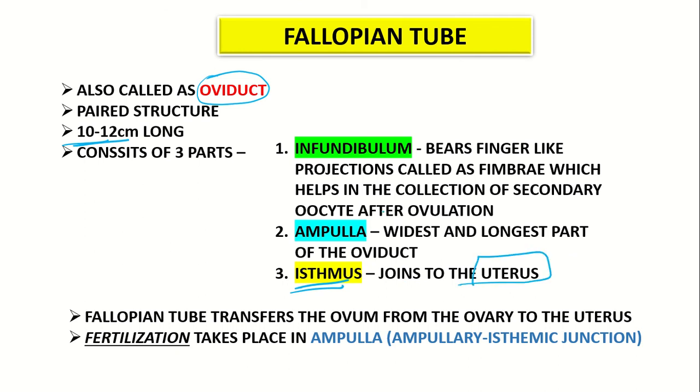The fallopian tube basically transfers the ovum from the ovary to the uterus. That is its main function. But in between, the fertilization process takes place. Fertilization means the fusion of the sperm and ovum. This process takes place in the ampulla, or specifically in between the ampulla and the isthmus, known as the ampullary isthmic junction. So fertilization, or the fusion of the male and female gamete, takes place in the ampulla or ampullary isthmic junction.